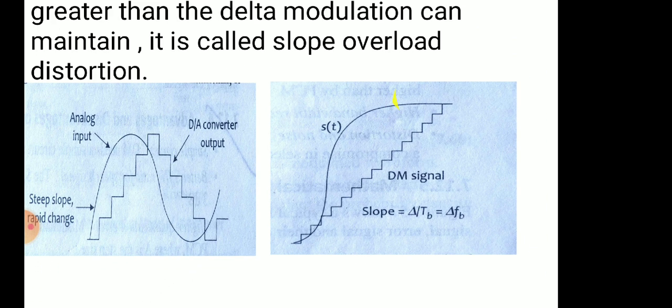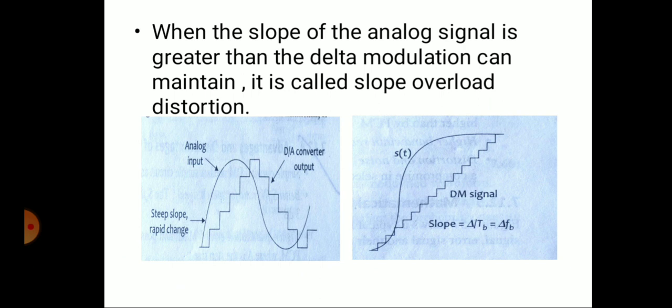Basically, slope overload distortion occurs when the input analog signal changes at a faster rate than the D2A converter can maintain, and it is more prevalent in analog signals that have steep slopes or whose amplitude levels vary rapidly. So here you can see in this waveform how it changes.